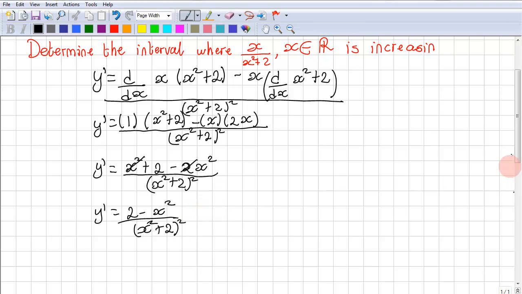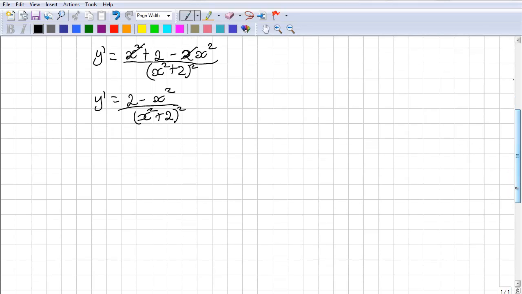For a function to be increasing, the derivative is positive, so we set this as greater than 0. Because the bottom is a square, and a square is always positive, we can cancel out the denominator without worrying about the inequality. Now we have 2 minus x squared is greater than 0. Move the x squared over, and we have 2 is greater than x squared.